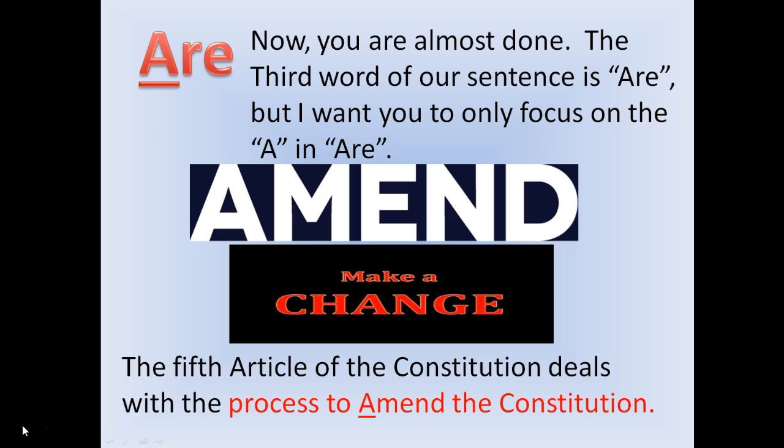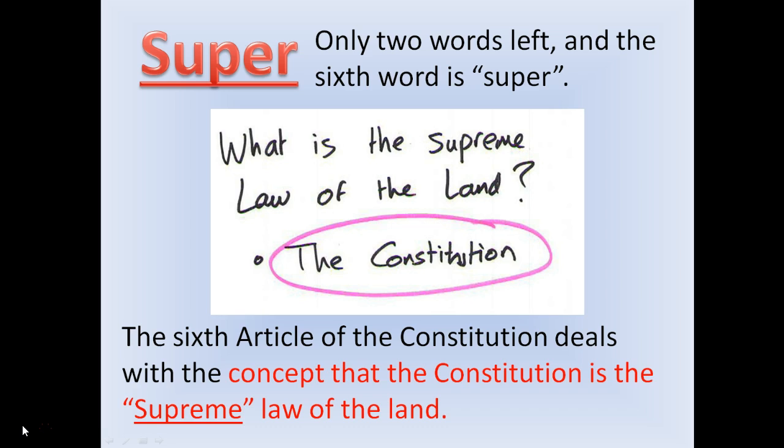The third word of the sentence is R, and I want you to focus only on the A, okay, in the word R. It means to amend or to make a change. The fifth article of the Constitution deals with the process to amend the Constitution. There's your A, to amend the Constitution. Super. We're almost done now.